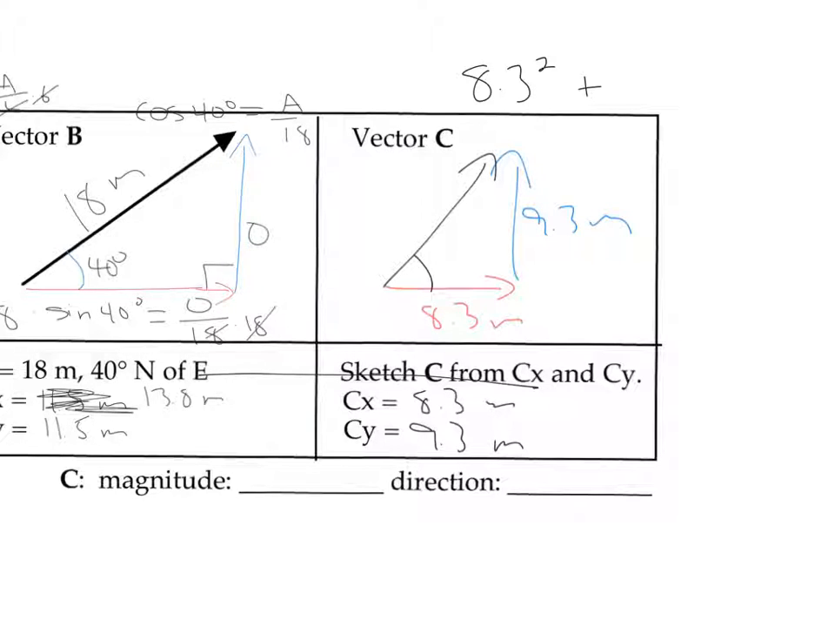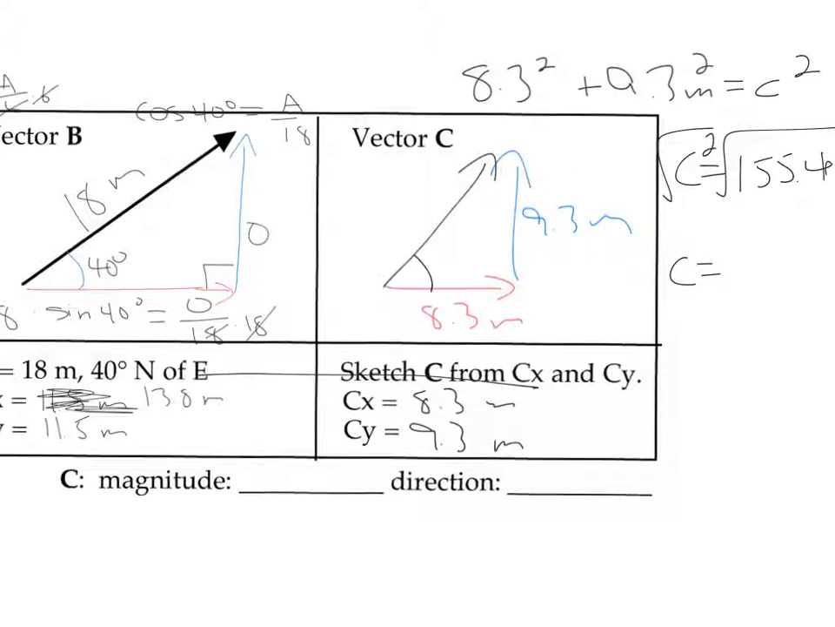But 8.3 squared plus 9.3 squared equals C squared. So when I solve this, I'm going to do 8.3 squared plus 9.3 squared, and I get C squared equals 155.4. And I take the square root of both sides. So then C ends up equaling 12.46 meters.